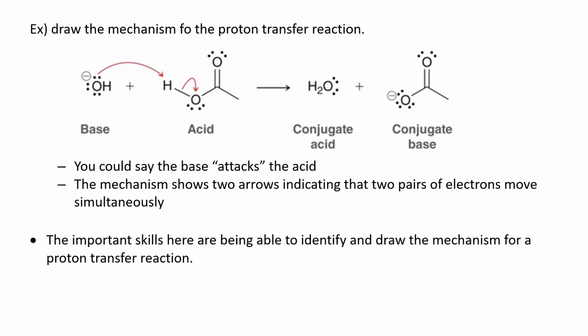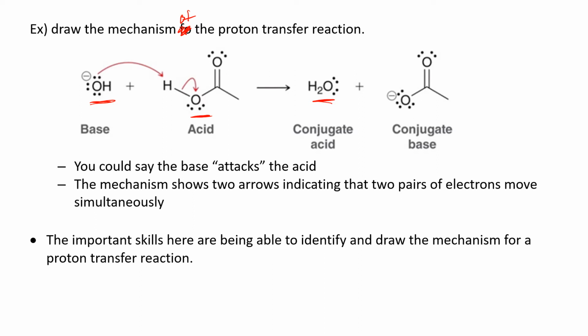Let's look at another example. If we wanted to draw the mechanism of the proton transfer reaction, we go through the steps. Let's label the acid and the base. Well, this OH minus is your base because it ends up getting a proton. And this is acetic acid, which is the acid because the oxygen ends up donating, or losing, a proton.